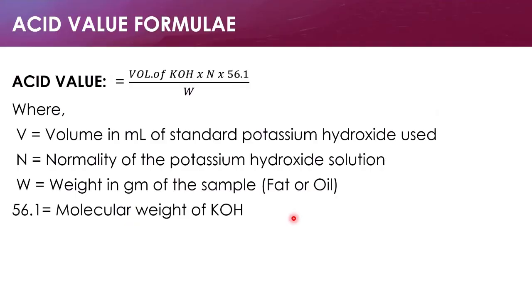The acid value formula is given as this. Where V is the volume in milliliters of the standard potassium hydroxide used, N is the normality of the potassium hydroxide solution, W is the weight or mass in grams of the sample, which is the lipid used, and 56.1 is the molecular weight of the potassium hydroxide.